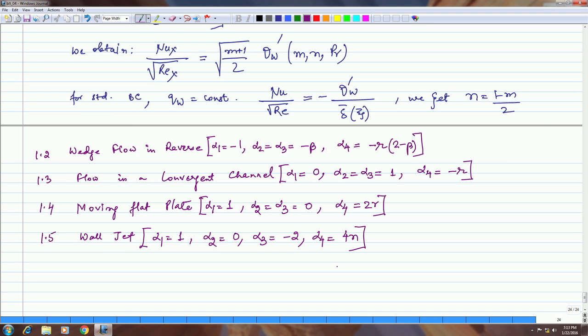Of course, the nature of the numerical solution also changes. The point here is that you may or may not need all of these things. You might just do a wedge flow, or maybe just a flow in a convergent channel, or, for example, a moving flat plate. You might just do any one of these, or maybe a little more of these, or maybe all of these, who knows.